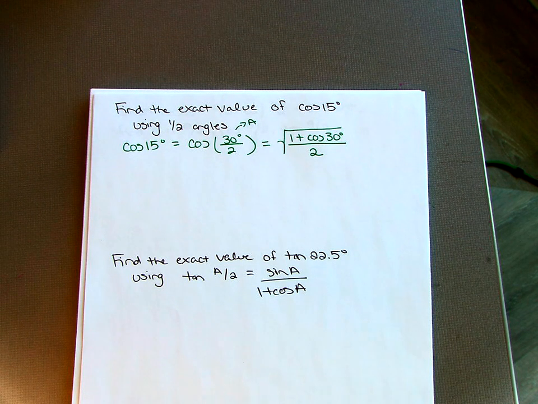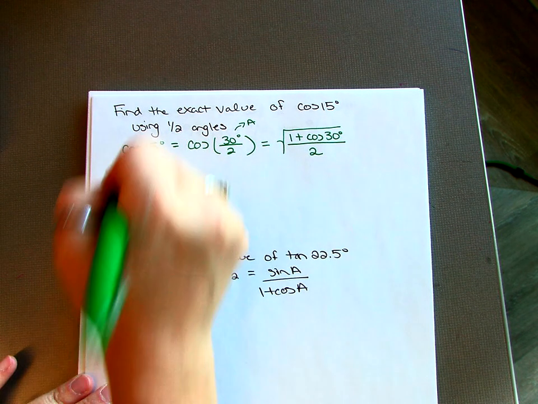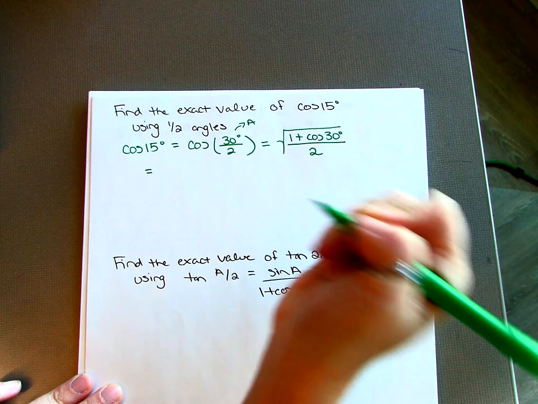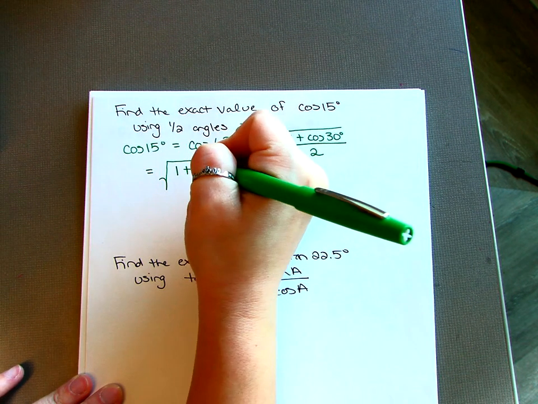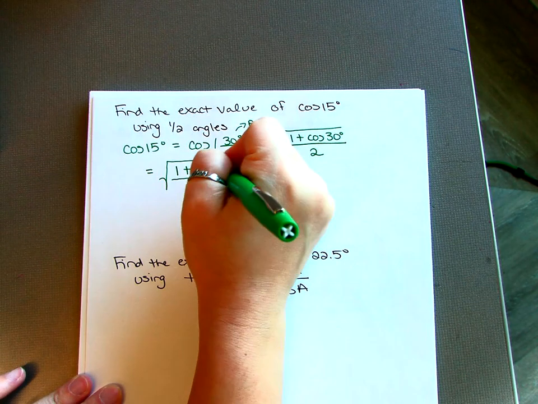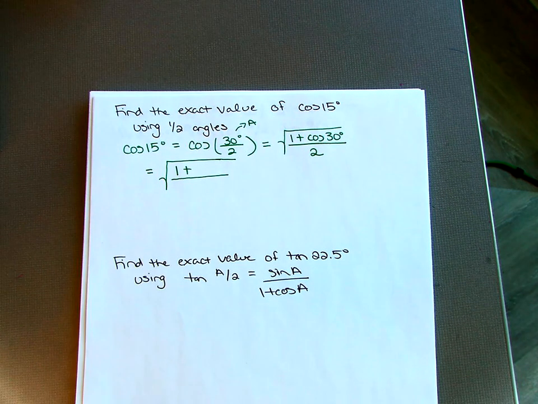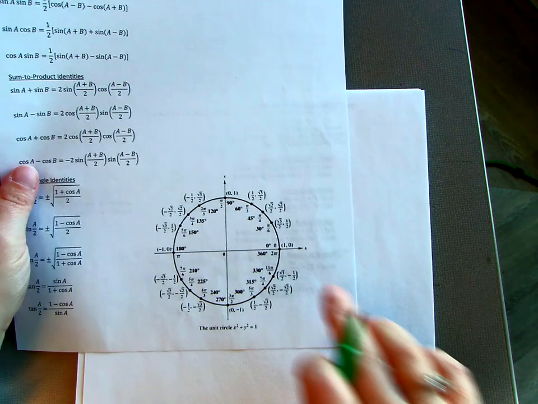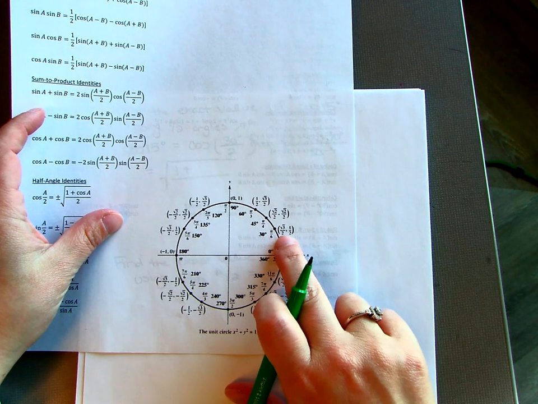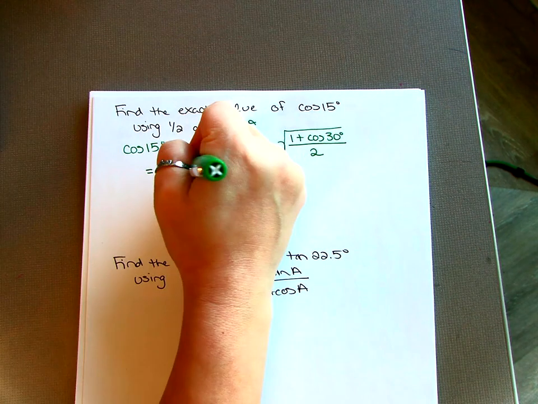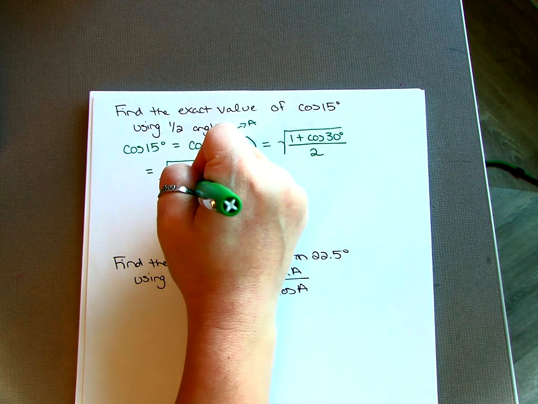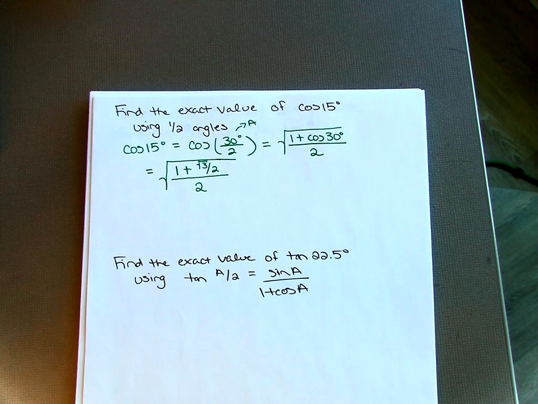So now at this point, I need to know what is cosine of 30. And if you don't know, you can look at that unit circle that's on the back of the handout and figure out what cosine of 30 is. So if you look at your unit circle, and we go up to 30 degrees, cosine is going to be the x value, so that's radical 3 over 2. So I'm substituting that in.